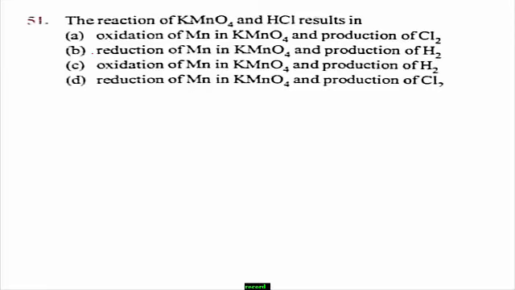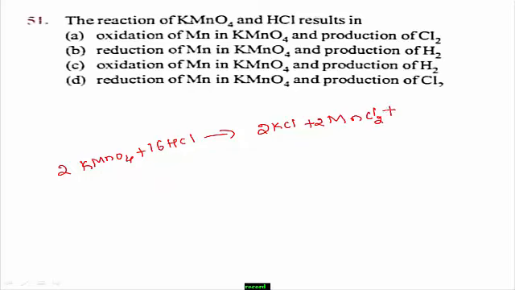Students, first you observe this reaction. This reaction is according to the question, the reaction between KMnO4 and HCl. See this reaction. 2 moles of KMnO4 react with 16 moles of HCl, then you get the products like potassium chloride and manganese chloride, 2 moles of MnCl2 plus 8H2O plus 5Cl2. These are the products formed when KMnO4 reacts with HCl.